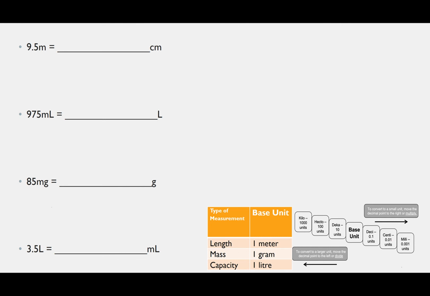Here's some more to work through. We start with 9.5 meters, and they want us to convert it to centimeters. If we look at our ladder, meters is a base unit. So here, we're starting there, and we're moving to centimeters, which is right here. We can take our decimal, and we can move it over 1, 2 times.